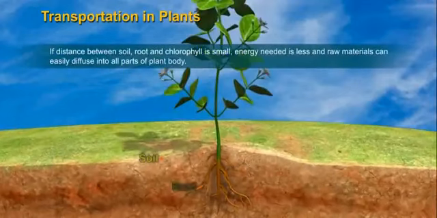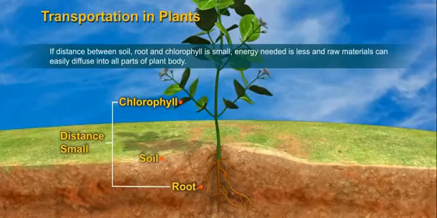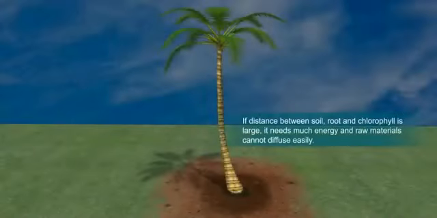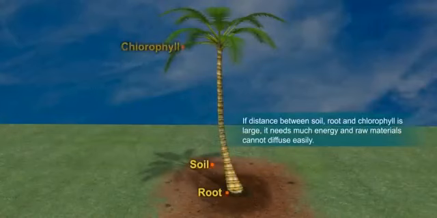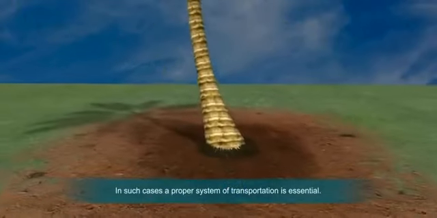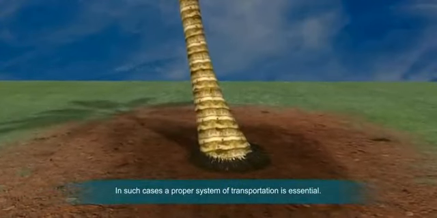If distance between soil, root, and chlorophyll is small, energy needed is less, and raw materials can easily diffuse into all parts of plant body. If distance between soil, root, and chlorophyll is large, it needs much energy, and raw materials cannot diffuse easily. In such cases, a proper system of transportation is essential.